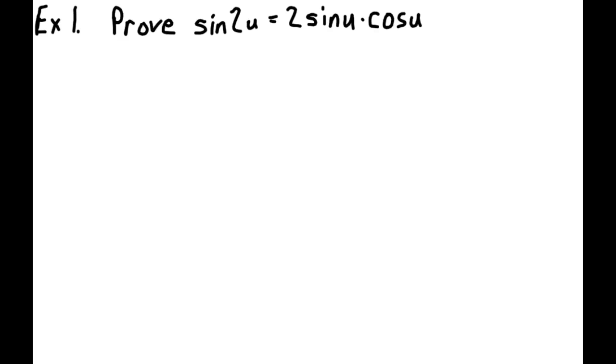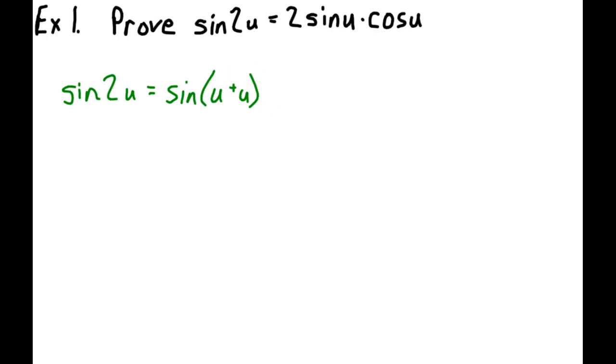Example 1, we want to prove that the sine of 2u is equal to 2 sine u times cosine u. So we want to prove the double angle identity for the sine function. We're going to use stuff from the previous lesson. So if we start with the sine of 2u, we can break that up into the sine of u plus u.